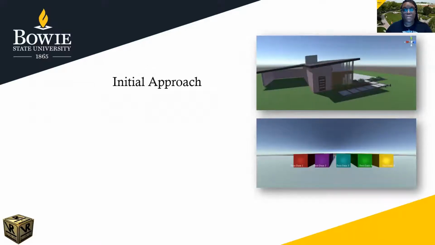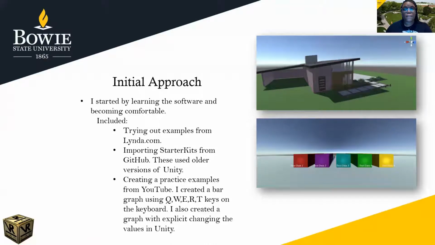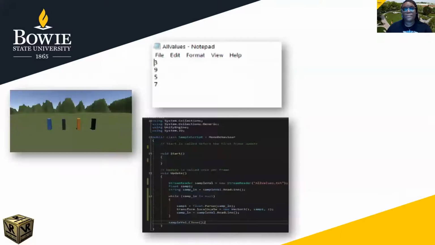Here is my initial approach. I started off by getting comfortable with the software. This included exploring examples from lynda.com, importing starter kits from GitHub, and practice examples from YouTube. The first graph I created was with QWERT keys on the keyboard, as well as creating a graph with explicit values from the actual Unity environment.